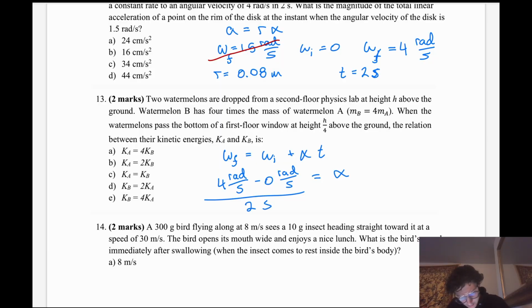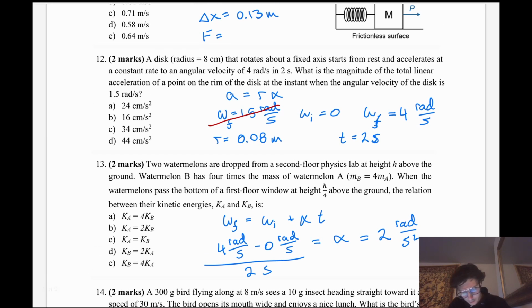So these numbers combine, and this seconds cancels with this seconds, and then we're left with rads. Or no, it combines with this one, so we're left with rads per second squared. Okay, so alpha is equal to 4 divided by 2, which is 2 rad per second squared. So that's the acceleration.